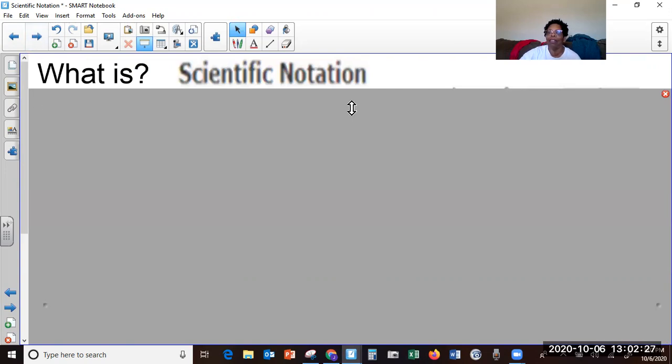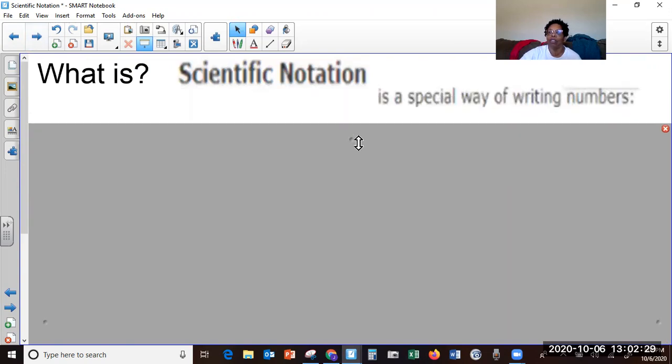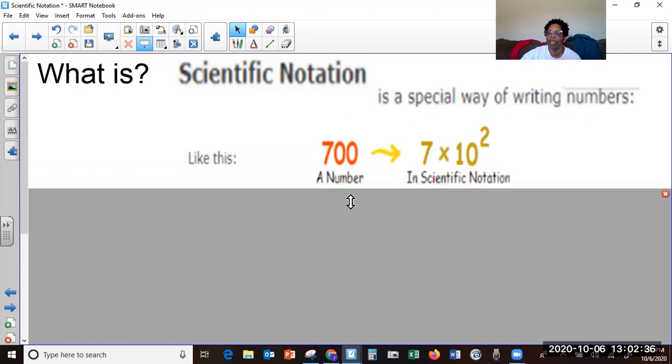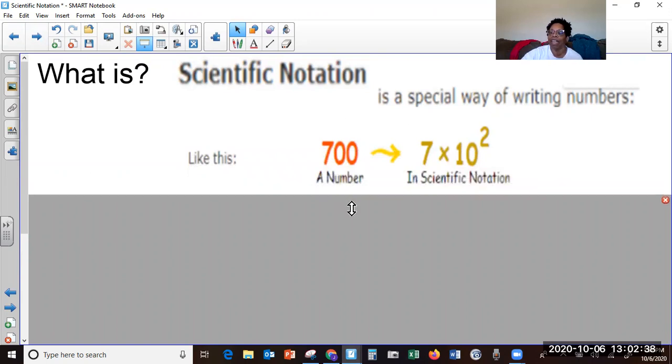So what is scientific notation? It's a special way of writing numbers. Like for instance, 700, this number is called standard notation or standard form. This standard number, the way we used to see it, can be written as scientific notation, and patterns are so important. If we look at this 2, we see it called for 2 digits.